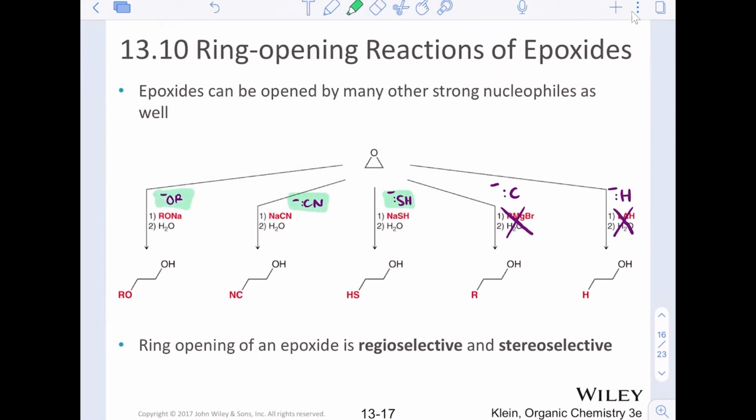All of those would be regioselective, looking for the least amount of steric hindrance, just like our SN2 reaction before. Stereoselective, backside attack. So all of these nucleophiles would perform an SN2 reaction first, followed by that water workup.